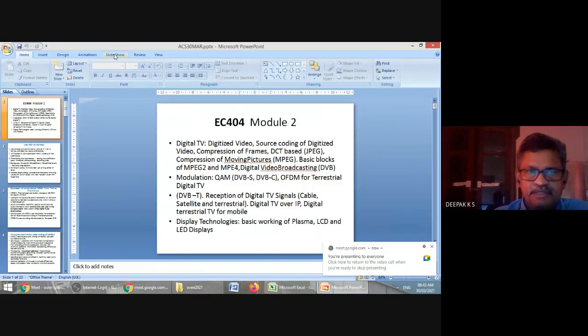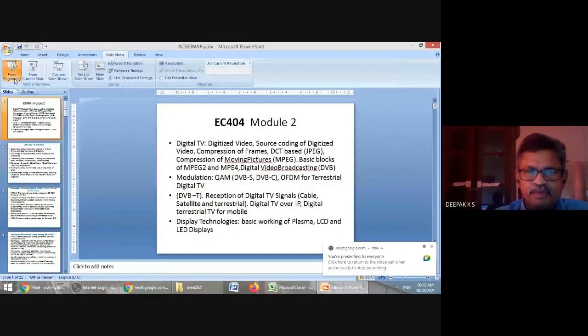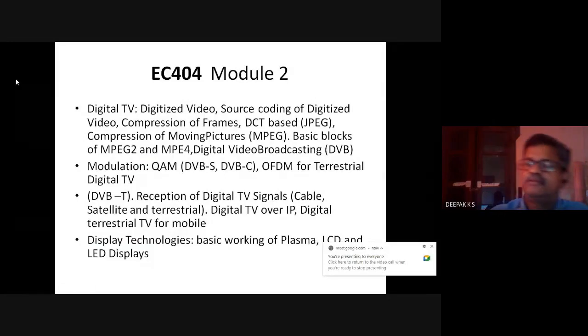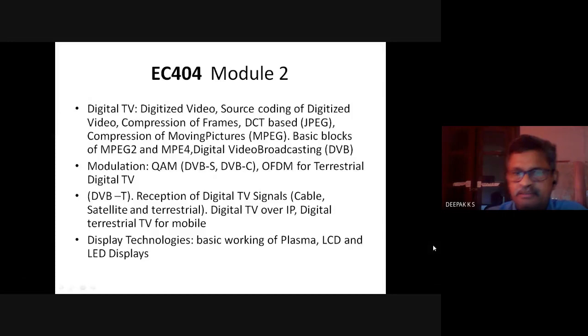Okay, yesterday we started the JPEG. So in JPEG, we have a DCT based methodology in which there is some loss occurring. So we need to go to MPEG. So actually we are looking at a digital TV, and this is all part of source coding.